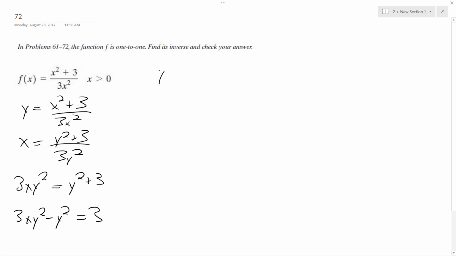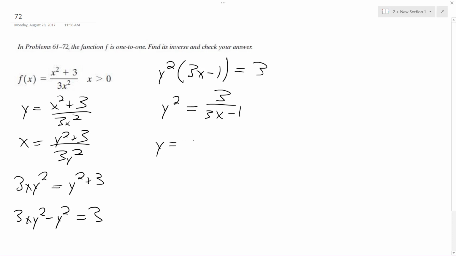Get y's on one side: 3xy squared minus y squared equals 3. I'm going to separate out the y squared, so I get y squared times (3x minus 1) equals 3. Y squared is equal to 3 over (3x minus 1). Take the square root, so y is equal to the square root of 3 over (3x minus 1). All right, this is the inverse. This is our f inverse of x.